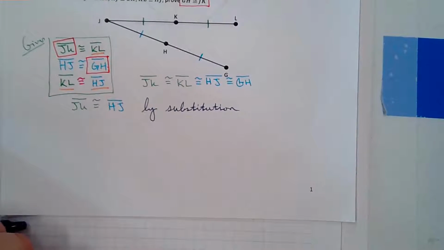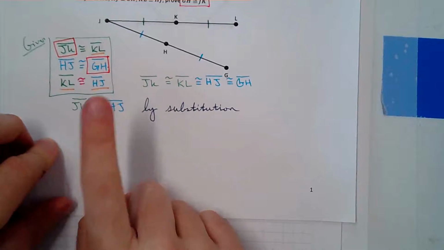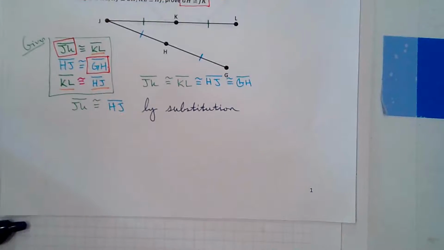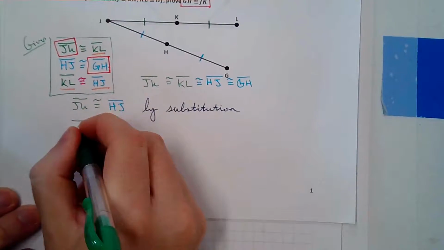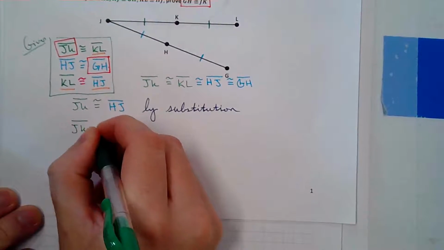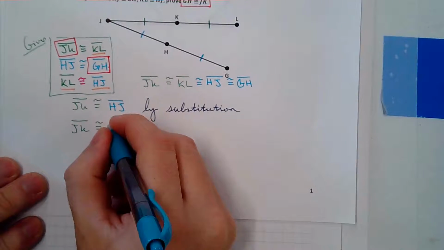All right, so now we're not done. We need to get JK and GH together, right? So how do I switch out that HJ for a GH? Why am I allowed to do that? Because that's going to be our next step, right? Why am I allowed to switch out that HJ for a GH?